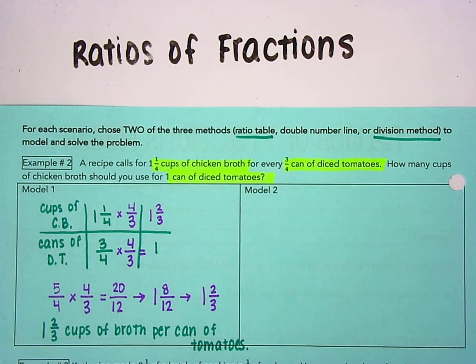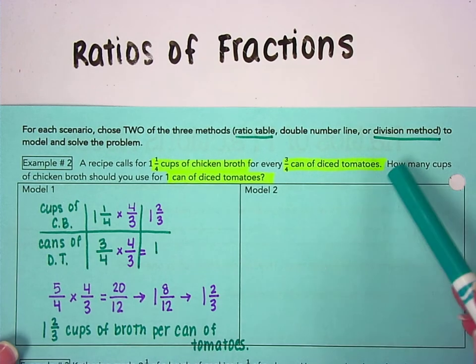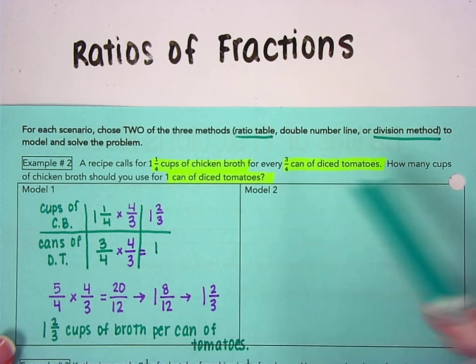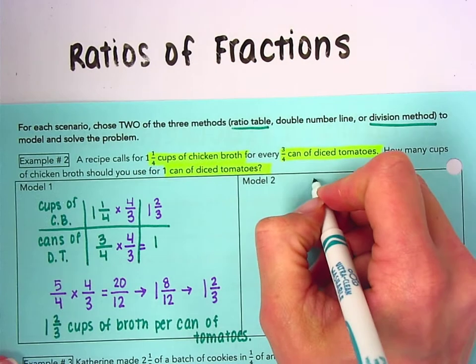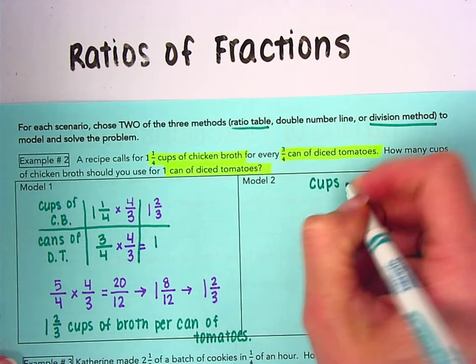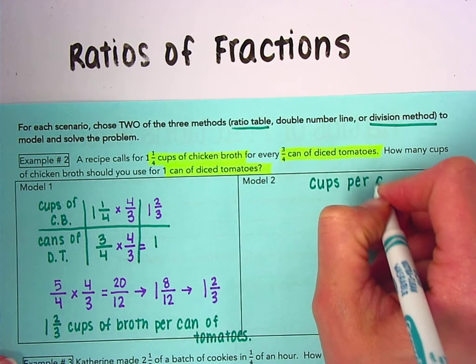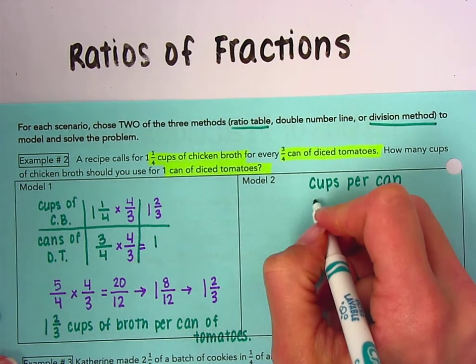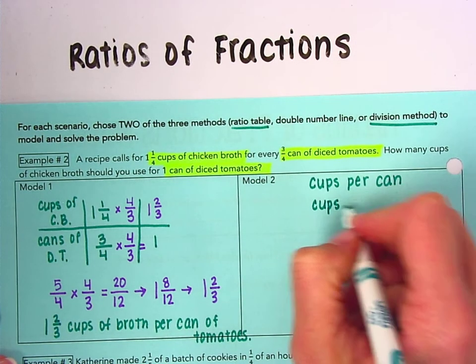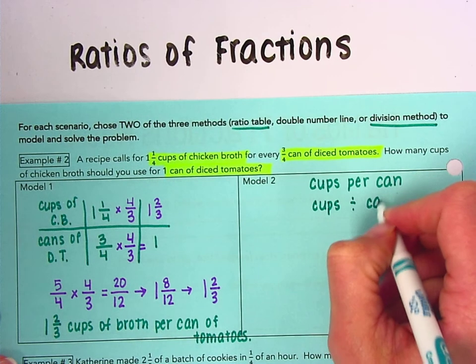The next method that we're going to look at is our division method. When we look at the division method, it's really important for us to start by thinking about what information we're being asked to find. I'm being asked to find how many cups of chicken broth I need per can of diced tomatoes. So I'm really looking for cups per can. And as we discussed in class, to find this, we're looking at cups divided by cans.